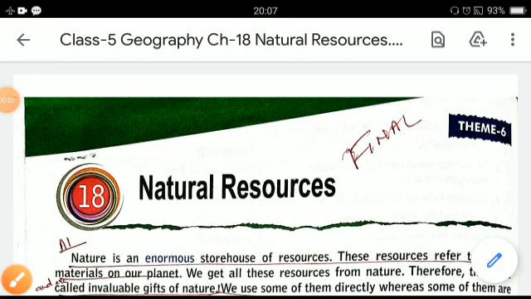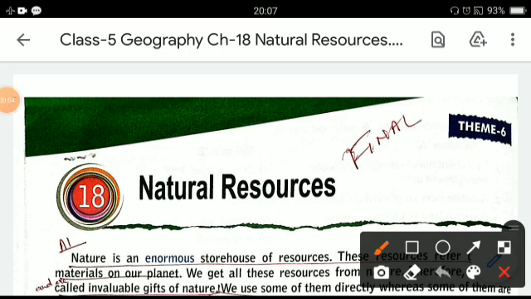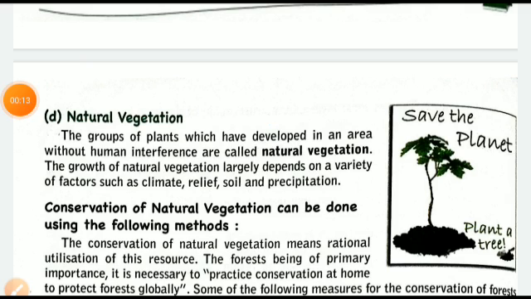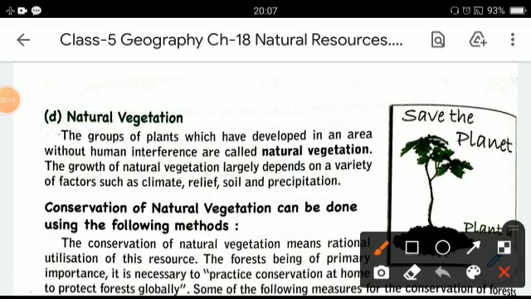Welcome to Geography class, and welcome back again in chapter number 18, that is Natural Resources. This is the second part of the same chapter, and in this video, we are going to read about the natural vegetation and conservation of these natural vegetations by following methods. So let's read about the natural vegetation first.